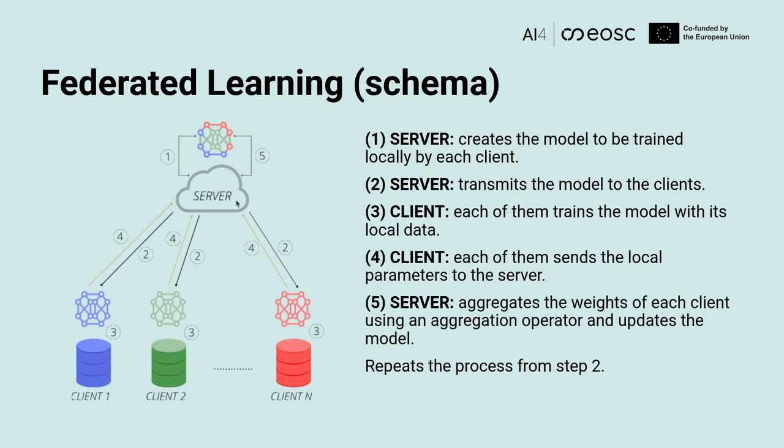So when we have the model updated, we will resend it again in step number 2. We'll resend such updated model to all the clients, and the clients will again retrain the model, send again the weights to the server, and so on and so forth. So we will repeat this process a predefined number of rounds.